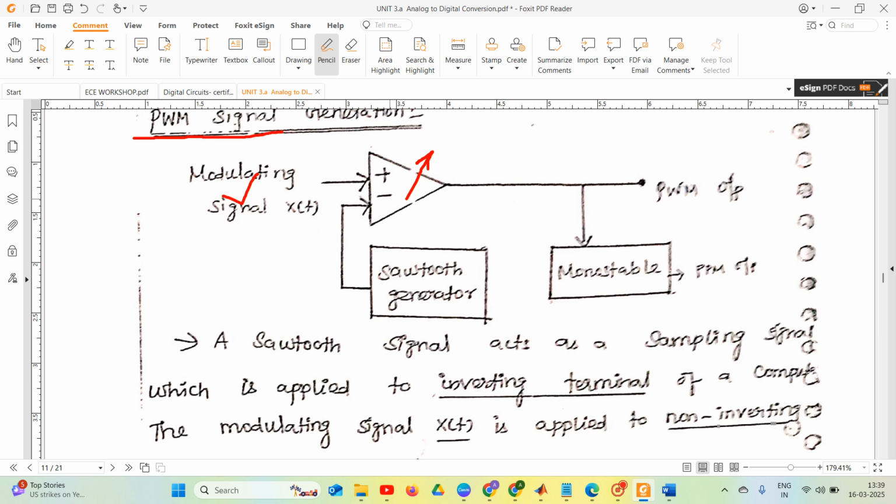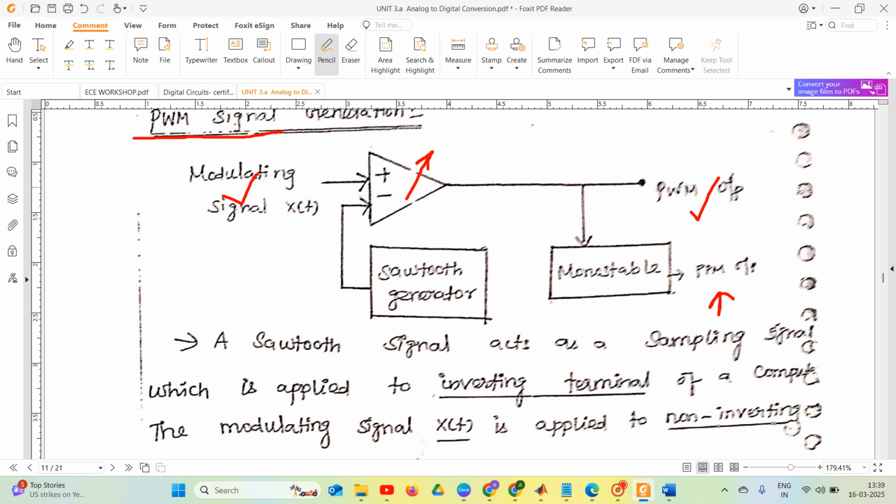In the inverting terminal of the comparator, I am applying the sawtooth generator signal, right? So at the output of the comparator, I will get the pulse width modulator output. That same PWM output is given to the monostable multivibrator circuit, so we will get the pulse position modulating output. So we will discuss how we are going to generate PWM output by using a comparator.